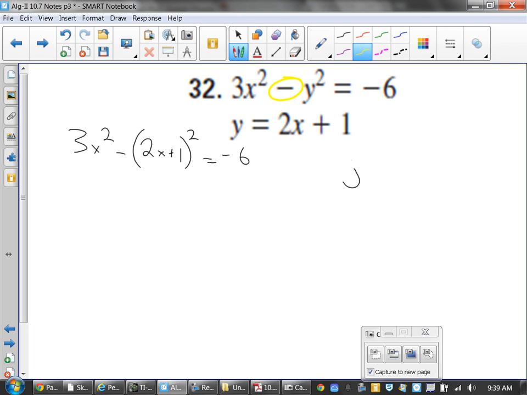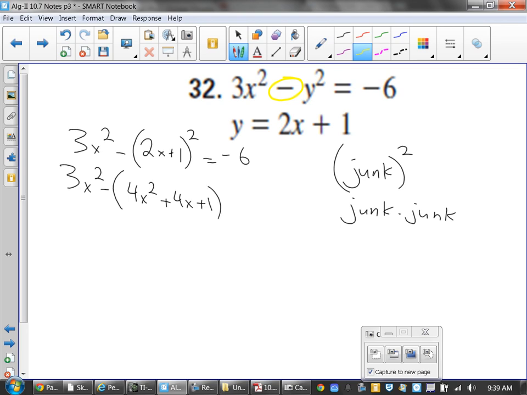What I mean by that is this. When you see something in parentheses squared, that means it's junk times junk. You have to FOIL it out. Don't kill the puppies, is what I'm getting at here. So you wind up with 3x squared minus the quantity 4x squared plus 4x plus 1. That's what happens when you simplify it out. Still equals negative 6. Here's where you guys have screwed up.